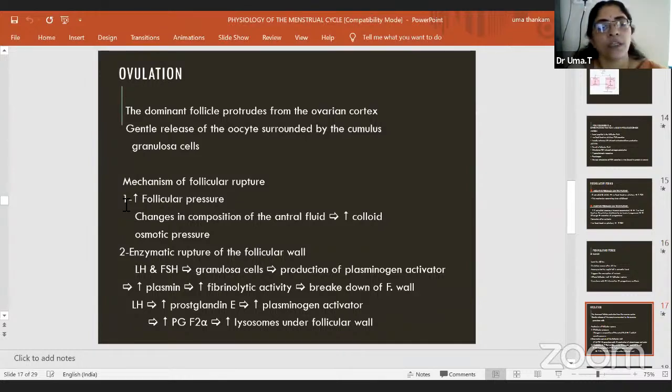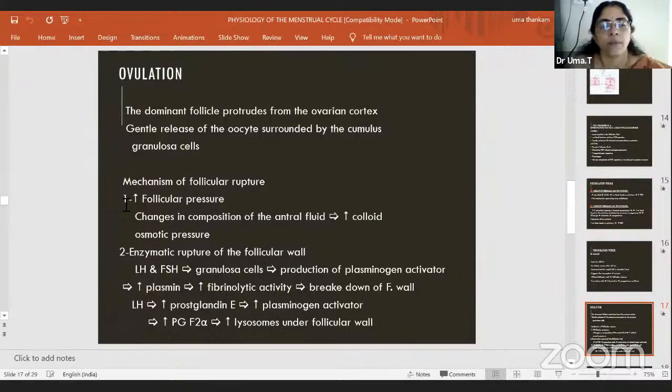So what do you mean by ovulation? The dominant follicle protrudes from the ovarian cortex, and there is a gentle release of the oocyte surrounded by the cumulus granulosa cells. This process is called ovulation. The mechanism of follicular rupture may be because of the increase in the pressure of the follicle, or because of a change in the composition of the antral fluid, with an increase in the colloid osmotic pressure, or there may be an enzymatic rupture of the follicular wall because of the action of LH and FSH, which act on the granulosa cells, cause production of plasminogen activator, increase the plasmin, increase fibrinolytic activity, and cause a break in the follicular wall.